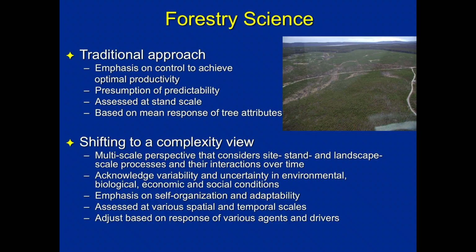If you shift to a complexity view, you have a multi-scale perspective that considers site, stand, and landscape scale processes and their interactions over time. You acknowledge variability and uncertainty in environmental, biological, economic, and social conditions. You have an emphasis on self-organization and adaptability. So if something weird happens, your management practices should embrace that and be flexible enough that when weird things happen, you still get the outputs and the products, the ecosystem services that we desire.